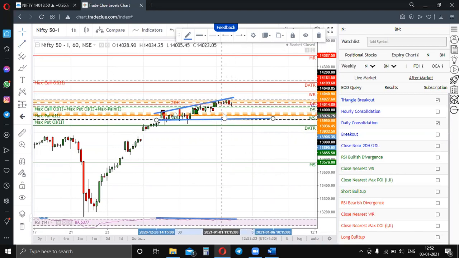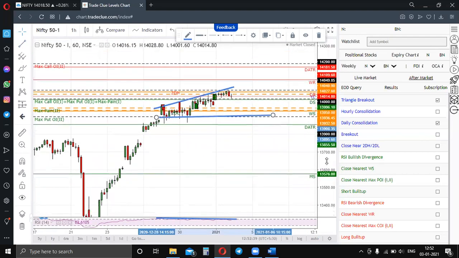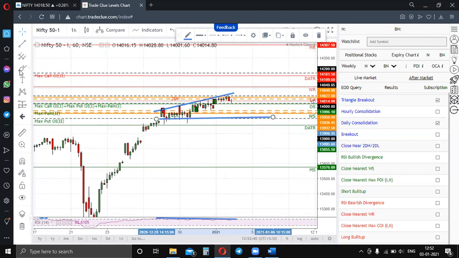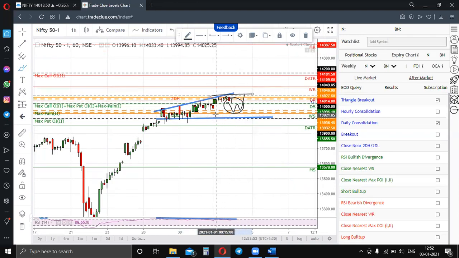But if that is also taken out comfortably below this weekly support, I'll be more interested to go and short Nifty. Because if you try to do it in between the zone, there's a very dicey movement that may happen. So rather than getting into the cluster, wait for the clear breakouts, right? If we get clear breakouts on either side, we can think about initiating a fresh trade. All right.